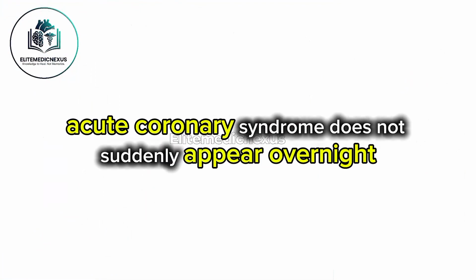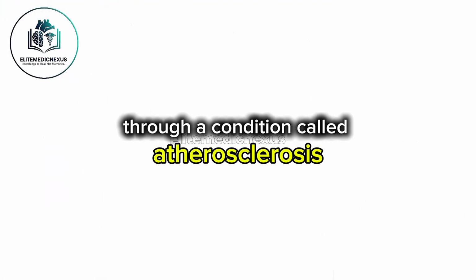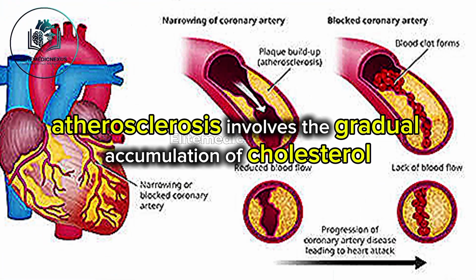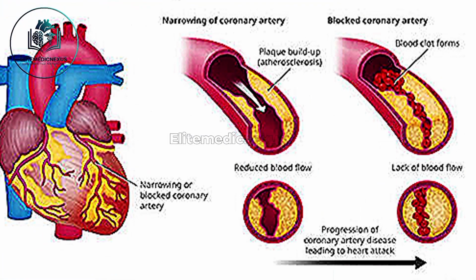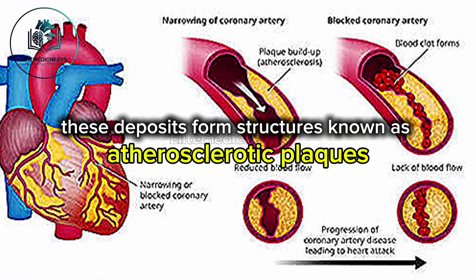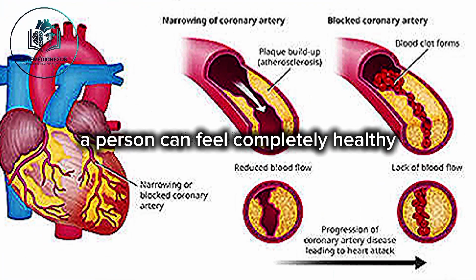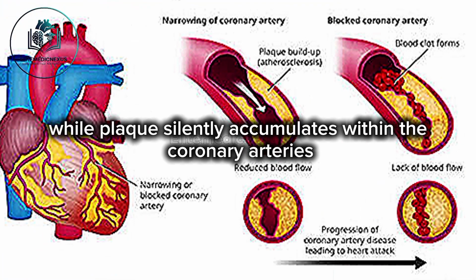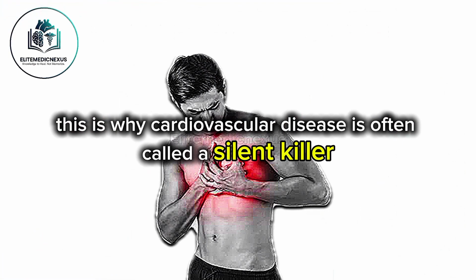Acute coronary syndrome does not suddenly appear overnight. In most patients, the process begins years or even decades earlier through a condition called atherosclerosis. Atherosclerosis involves the gradual accumulation of cholesterol, lipids, inflammatory cells, and fibrous tissue within the walls of arteries. Over time, these deposits form structures known as atherosclerotic plaques. Initially, these plaques may not cause symptoms. A person can feel completely healthy while plaque silently accumulates within the coronary arteries. This is why cardiovascular disease is often called a silent killer.